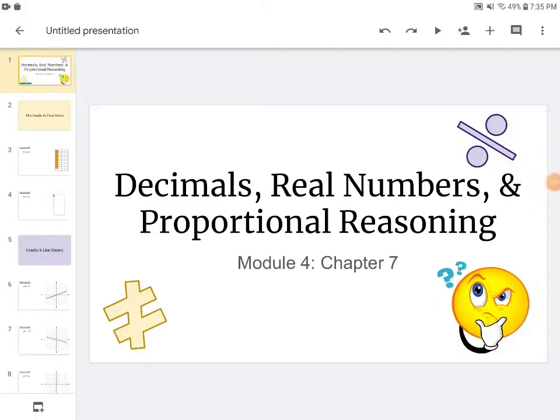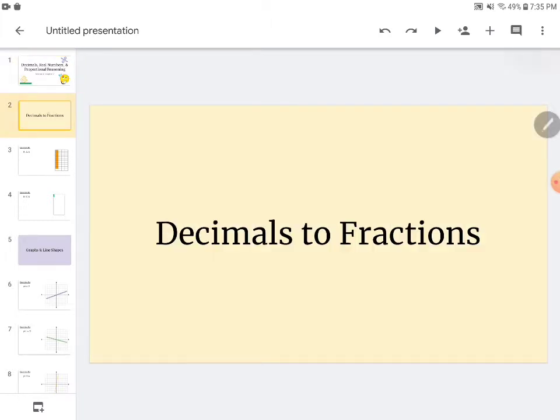Everyone, this is Miss Phillips coming back at you with another math lesson. Today we're going to discuss Module 4, Chapter 7, which is going to be decimals, real numbers, and proportional reasoning. Really simple. We're going to start out with turning decimals into fractions.